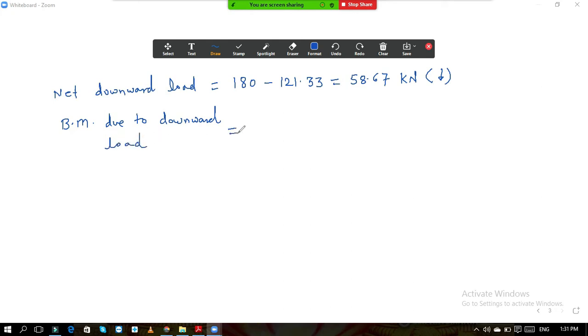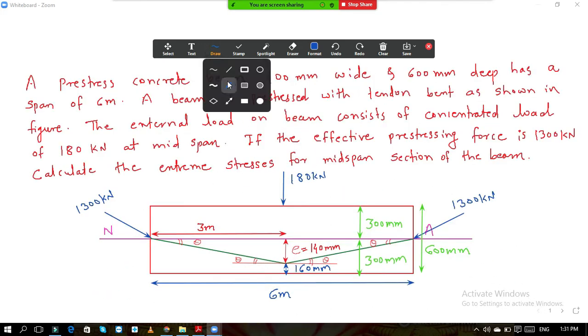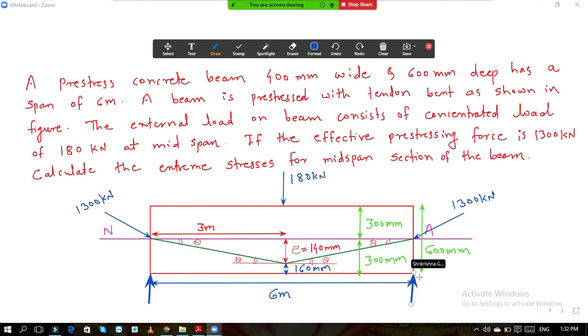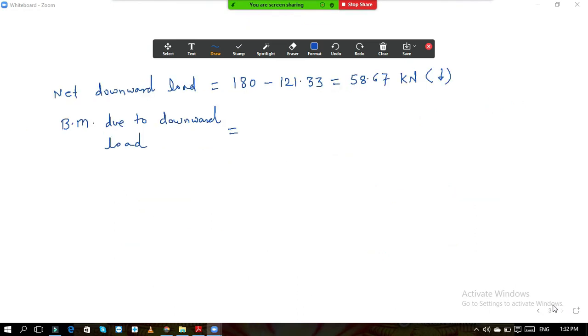Now this is a point load. The beam is simply supported, a simply supported beam carrying a concentrated load at the center. So what is the formula for bending moment? It is W a b divided by L. This is the formula.